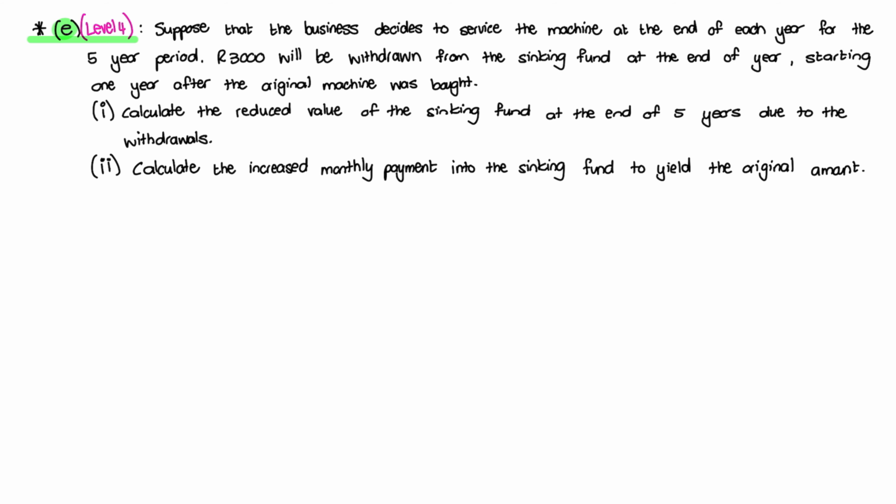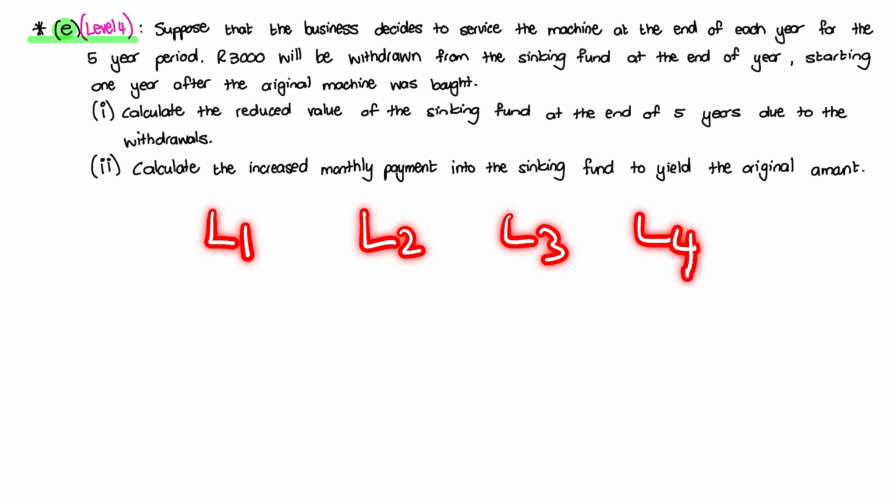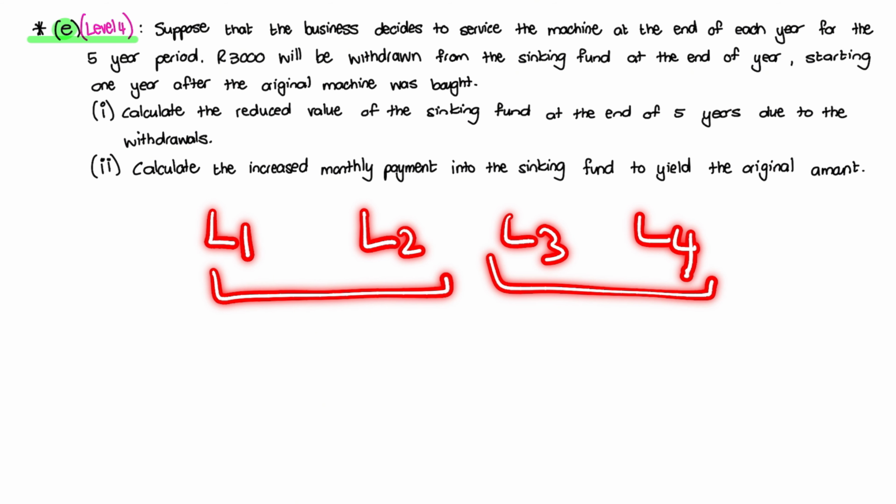And it's the last question that normally catches students out. And this is where people get tired and they give up. So I mark this question as level 4. So in your papers, in paper 1, you get level 1, level 2, level 3, and level 4 questions. And your paper is split into these types of questions.